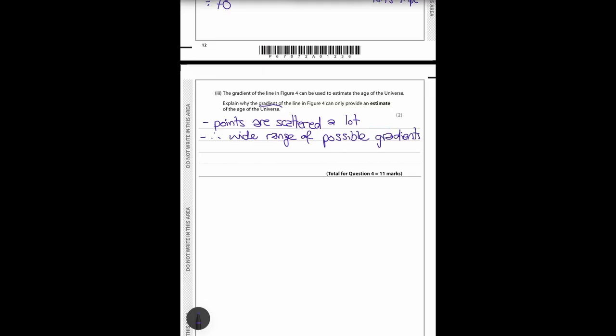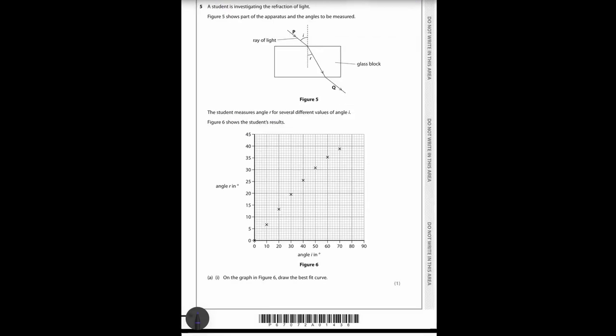Now, because this is for astrophysics in this context, but a graph question could come up, an unfamiliar graph, in any different topic. So it's just important that you know generally what you should be doing for the unfamiliar graph questions. Okay, so next question.